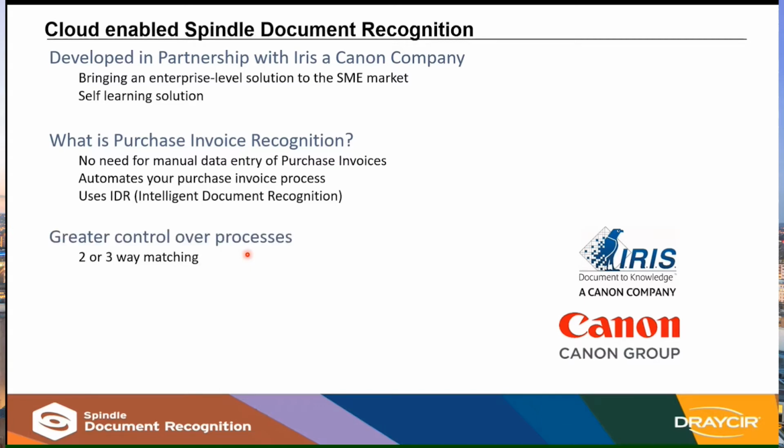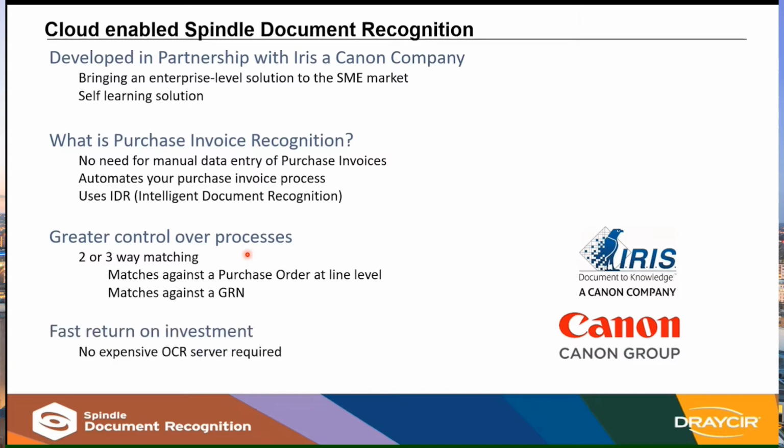We can do two or three way matching. So if you don't use GRNs, or you do use a GRN, we can match or not match against those. You've got the flexibility to decide that. We can match on the line level as well as overall. Fast return on investment is the key to all of this, and unlike other solutions, you do not need an OCR server with this one.